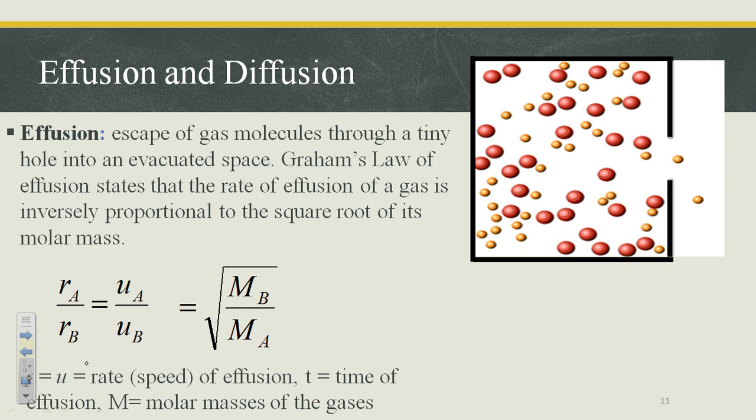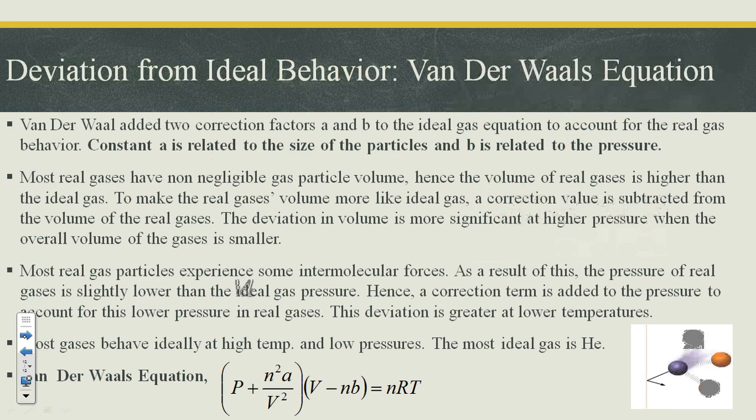Graham's law of effusion says that the rates of effusion of two gases are inversely proportional to the square root of the molar mass of the two gases. So if you know the nature of the gases or their molar masses, you can figure out the ratio in which they will diffuse out. So a heavier gas will diffuse less in the same time as compared to a lighter gas.